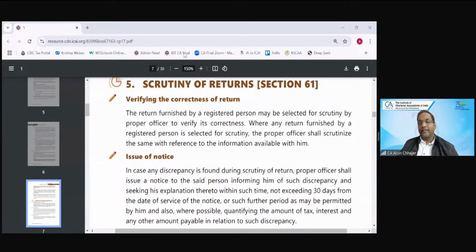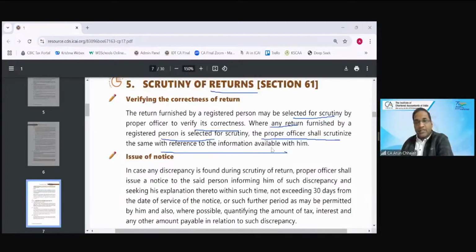What is the scrutiny of returns? It says that a return furnished by a registered taxpayer may be selected for scrutiny for its correctness, where the proper officer shall scrutinize the return with reference to the information available with him. What could be the information? In case any discrepancy is found during the scrutiny of return. How can they find the discrepancy?